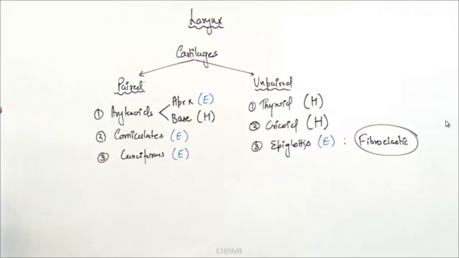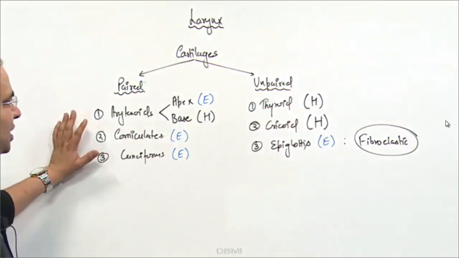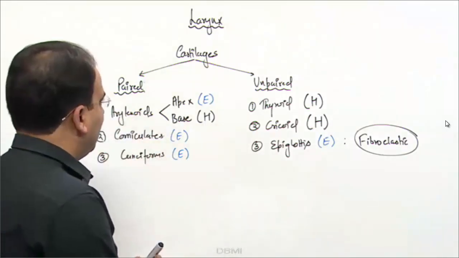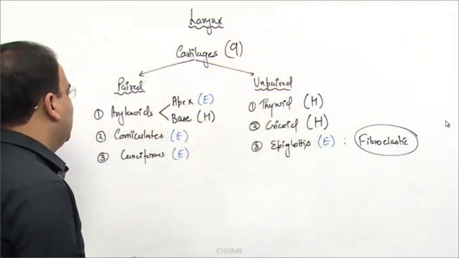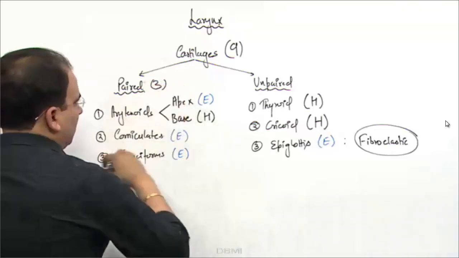This is about the skeletal framework. We have 3 paired cartilages and 3 unpaired cartilages, which makes a total of 9. So there are a total of 9 cartilages that we have, 3 paired and 3 unpaired.